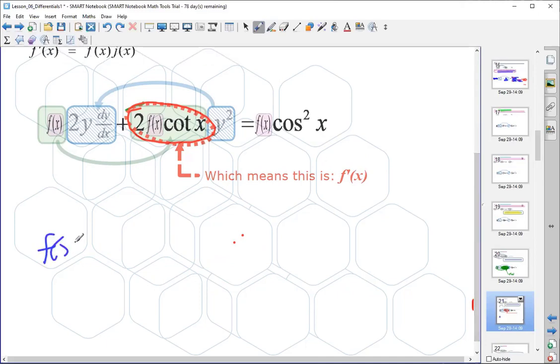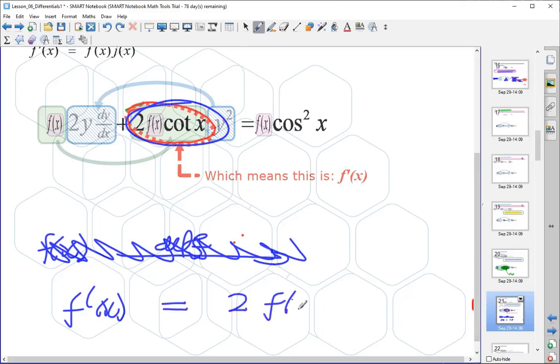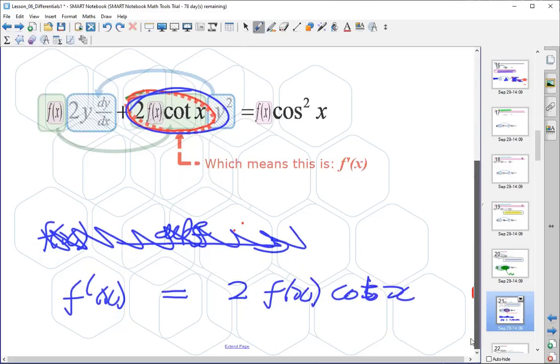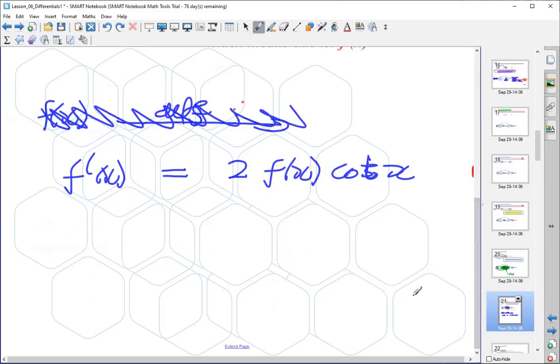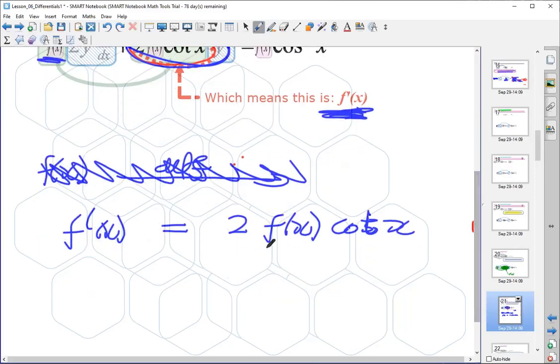So f dashed x, when you differentiate it, it's got to give you this. In other words, f dashed x has got to equal 2fx cot x. And that's obvious. That's all I'm saying. I'm saying when you differentiate that, you got to get that, which means that's got to be f dashed x. Now I'm going to divide through by fx.